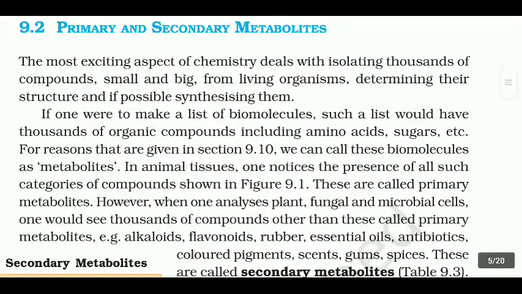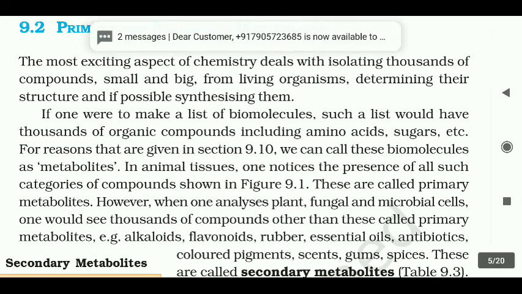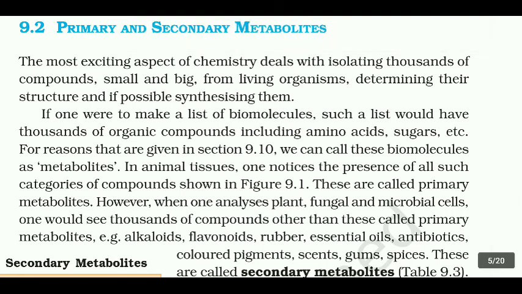9.2 Primary and secondary metabolites. The most exciting aspect of chemistry deals with isolating thousands of compounds, small and big, from living organisms, determining their structure and, if possible, synthesizing them. If one were to make a list of biomolecules, such a list would have thousands of organic compounds, including amino acids, sugars, etc. For reasons that are given in section 9.1, we can call these biomolecules metabolites. In animal tissues, one notices the presence of all such categories of compounds shown in figure 9.1. These are called primary metabolites.